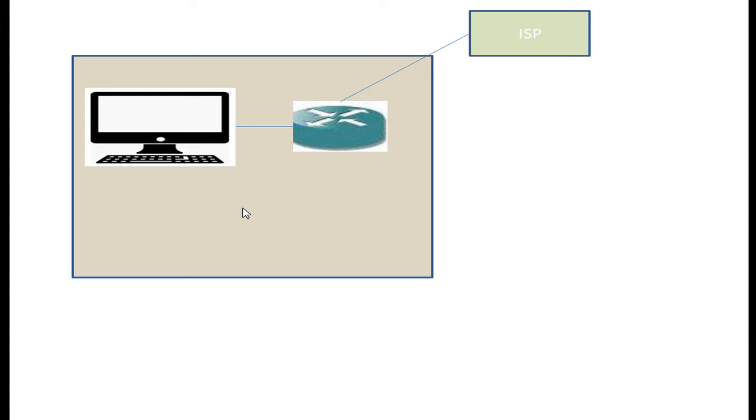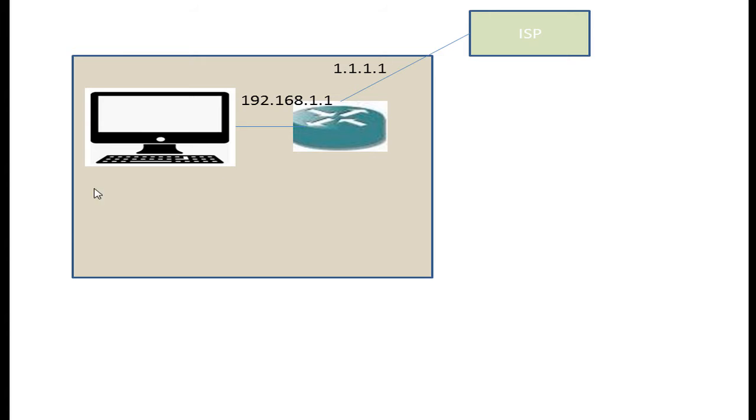Now, we said that the ISP would assign a public IP address to the router. Let's say this public IP address is equal to 1.1.1.1. Also, the other network interface card of the router would have a private IP address that, let's say, we have assigned to it the address of 192.168.1.1 as our gateway.